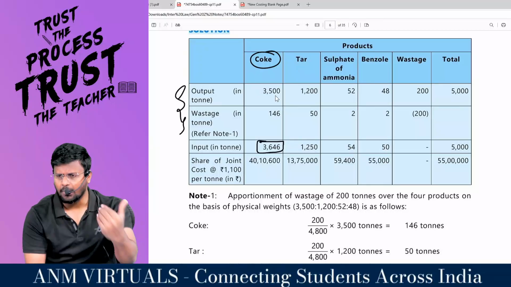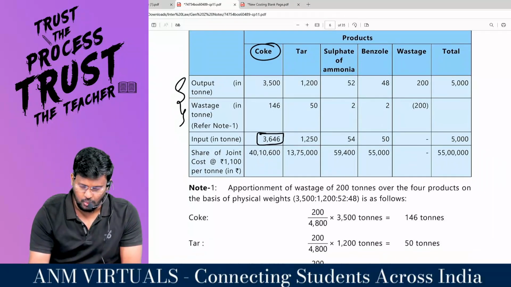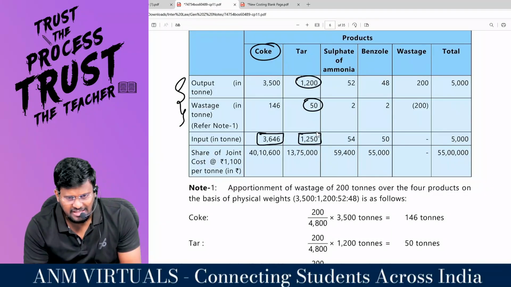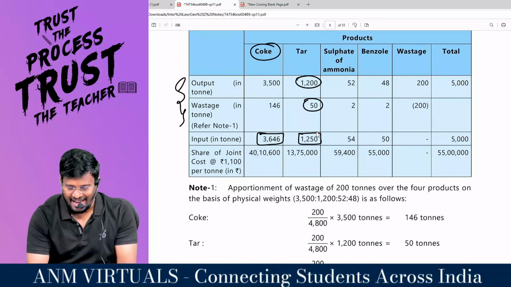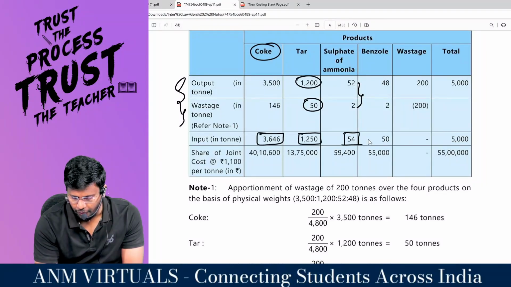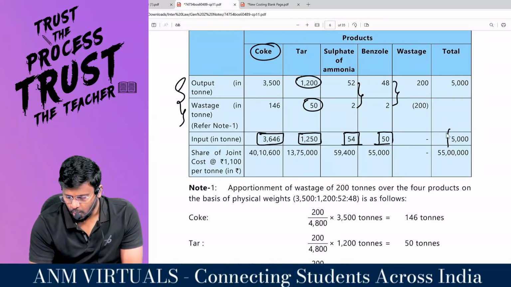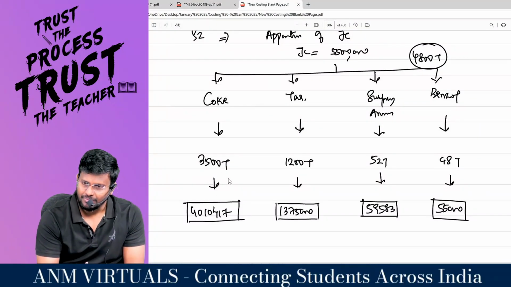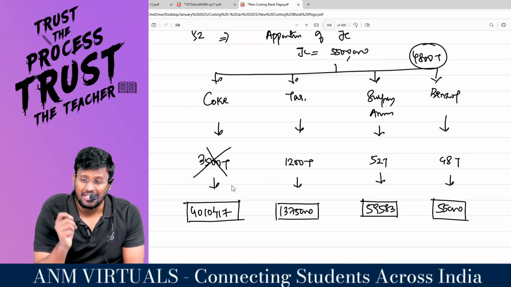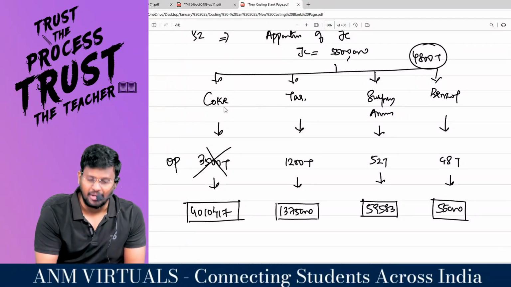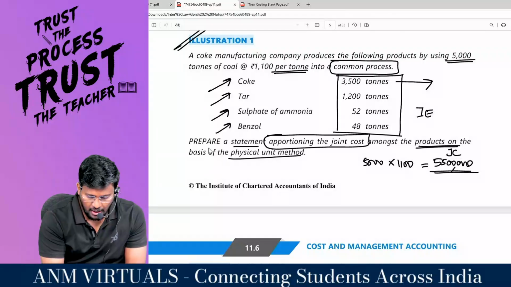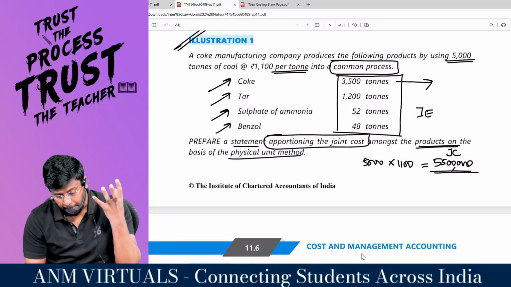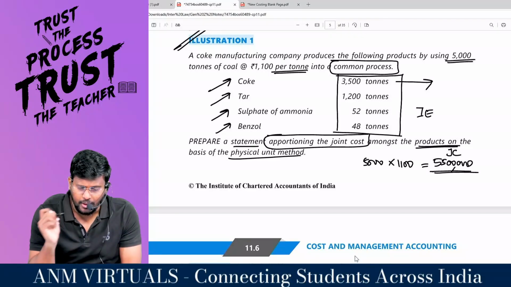Since we have already done process costing, this is nothing for us, my dear lovable students. And 1200 output with 50 wastage means 1250 is the introduced, ideal input. 52 plus 2 comes to 54 and 48 plus 2 comes to 50, total comes to 5000. Now based on this ratio, 3646 not 3500, because 3500 is the output, my dear lovable students. What they want: prepare a statement apportioning the joint cost among the products on the basis of the physical unit method.